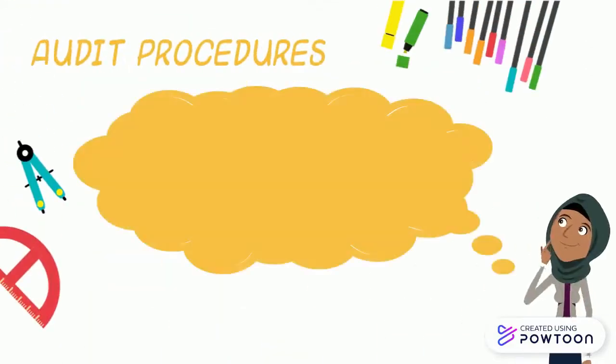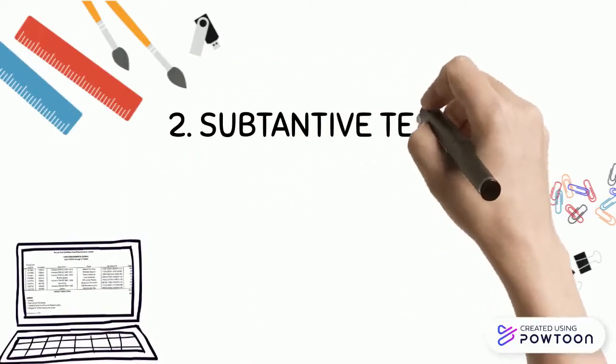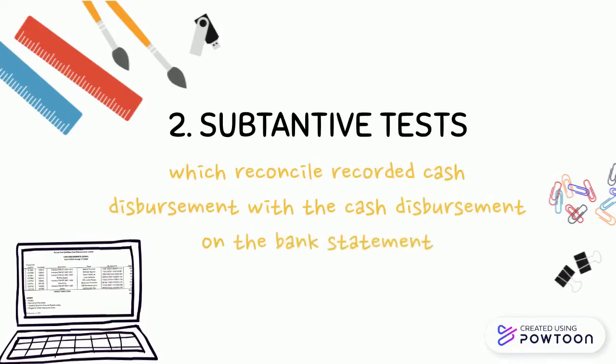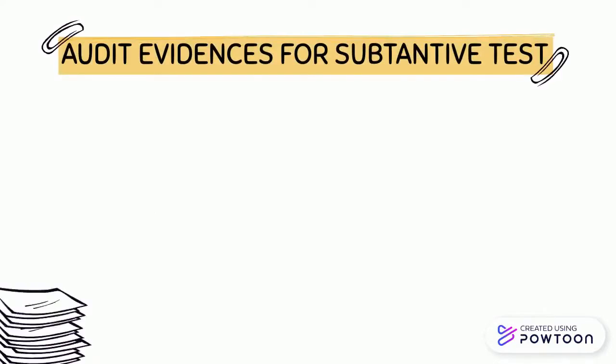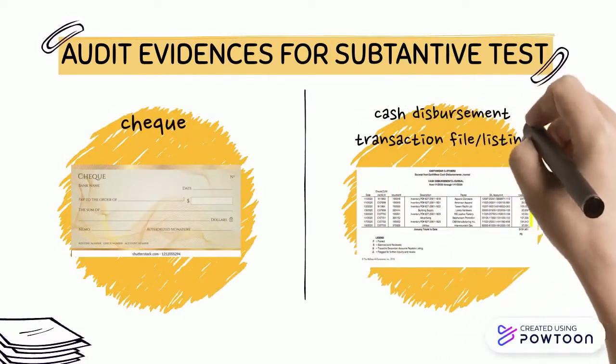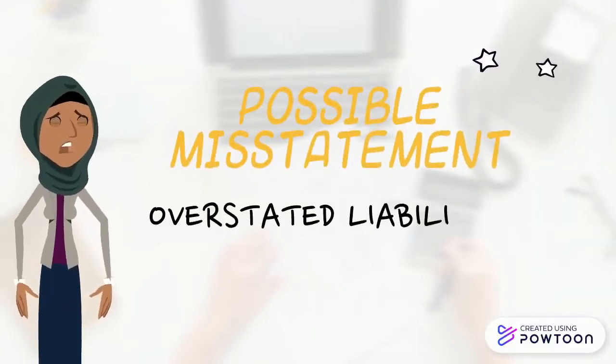Next, there are two types of audit procedures. First, test of control, which account for a sequence of checks and examine bank reconciliation and observe their preparation. The second audit procedures are substantive tests, which reconcile recorded cash disbursement with the cash disbursement on the bank statement. The audit evidence for substantive tests are check and cash disbursement transaction file or listing. Last but not least, the possible misstatement that might happen are overstated liabilities.